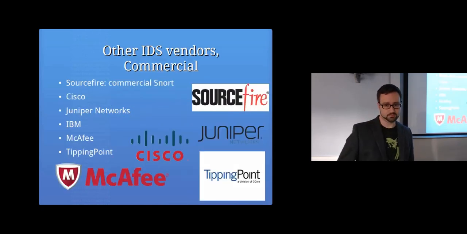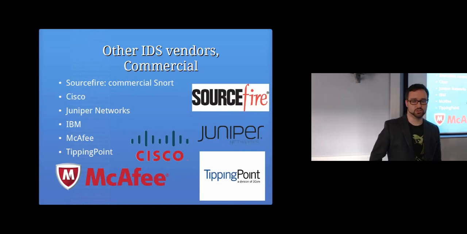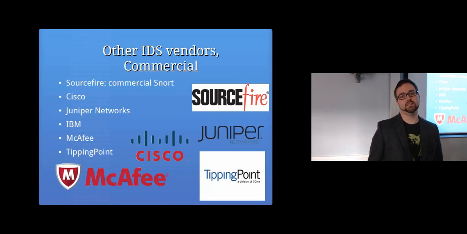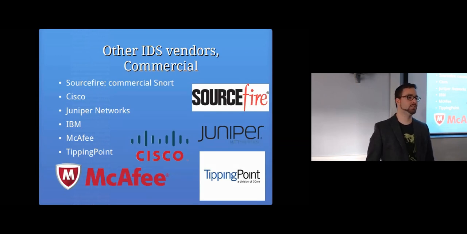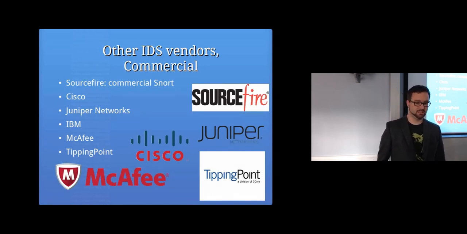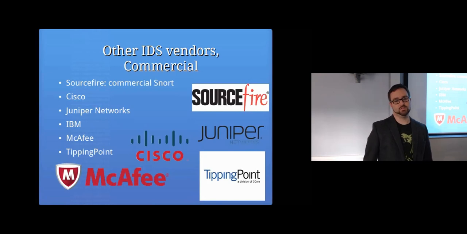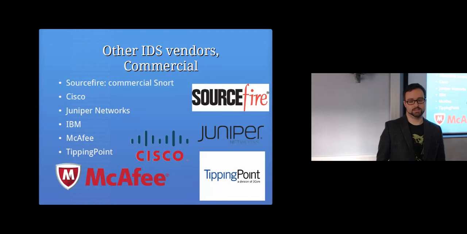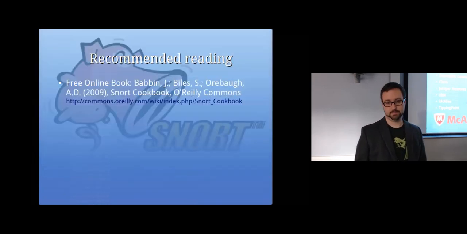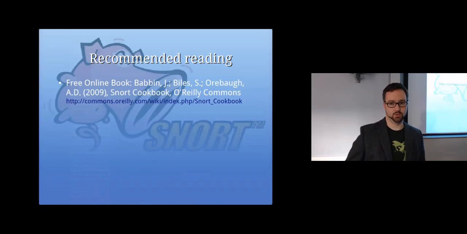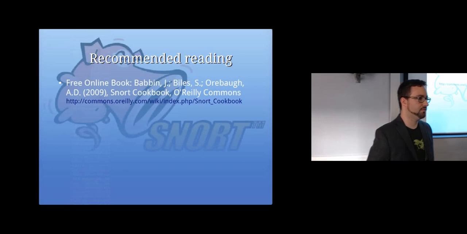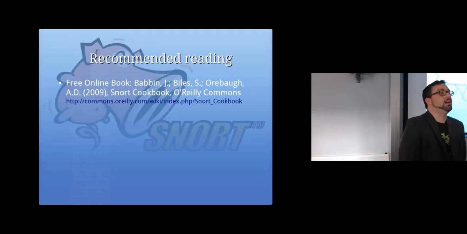But there are obviously lots of commercial vendors as well that provide various IDS and IPS systems. So SourceFire is actually the commercial Snort offering. That company provides Snort-based solutions. Cisco have their own, and Juniper, IBM, McAfee, TippingPoint all provide different IPS and IDS systems. So if you're interested, there are some more resources there that you might want to look up. That's what I have to say about IDS systems.